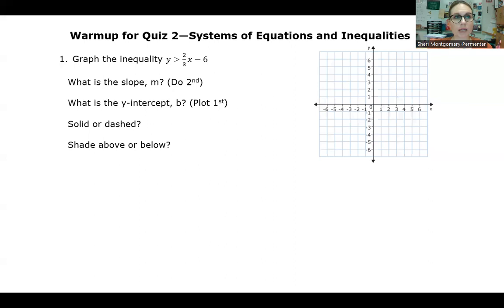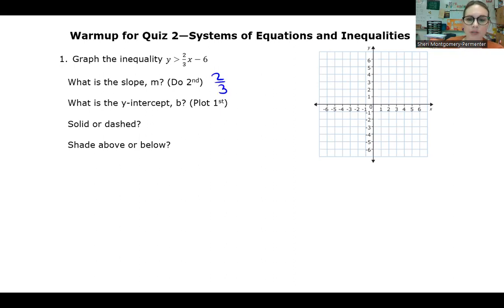So question number 1, it is graphing. We're going to graph that inequality. And to do that, I kind of scaffold the question for you and I ask you different questions. The first question I ask you is, what is the slope? So you tell me, what is the slope? Two-thirds, 2/3.